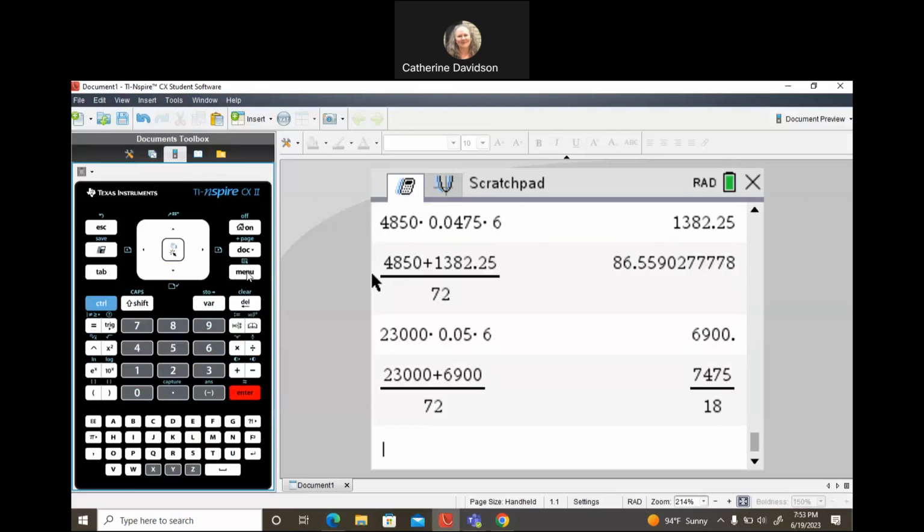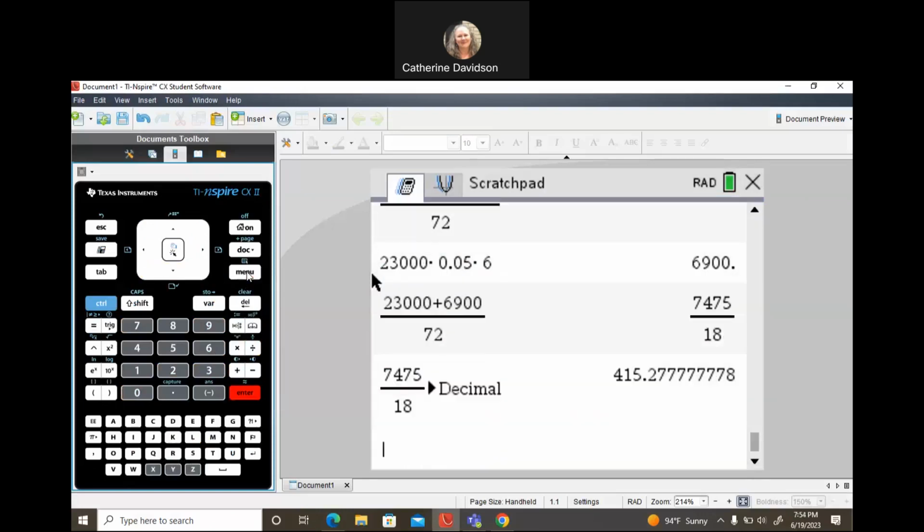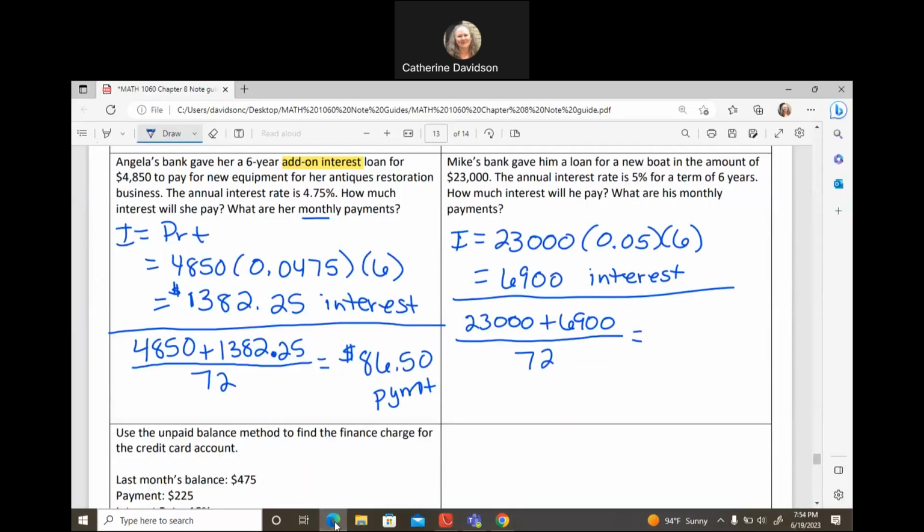That one wants to keep it as a fraction. Let's convert that to decimal. $415.28 will be the monthly payment on that boat.